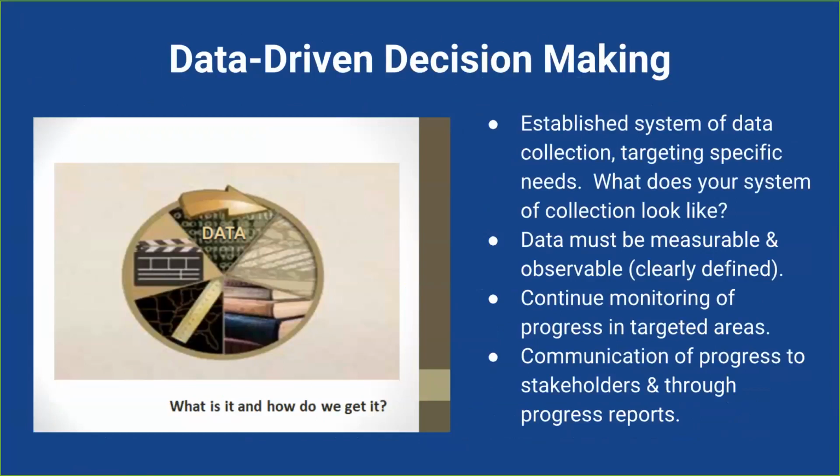Remember that data must be measurable and observable, so clearly defined. So using things like teacher observation, although we see a lot of it still, it's very subjective and it's not measurable. So let's try and move away from things like teacher observation and look more to actual things that give us some data. You're continuing to monitor the progress in those targeted areas, and you're communicating those to the stakeholders, right? So we want to make sure that general ed teachers understand how the students are moving along with their progress monitoring on IEP goals.